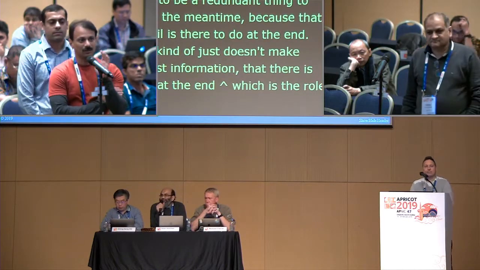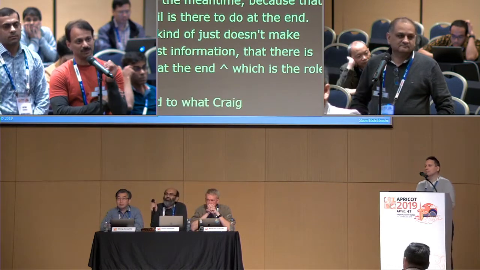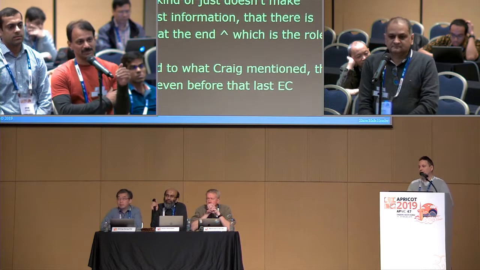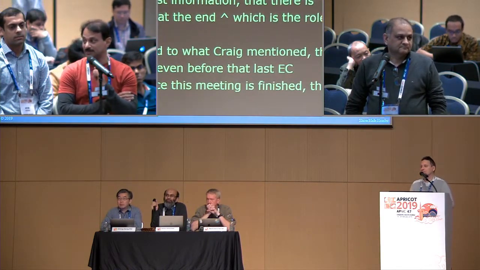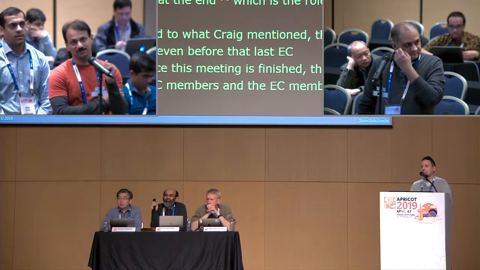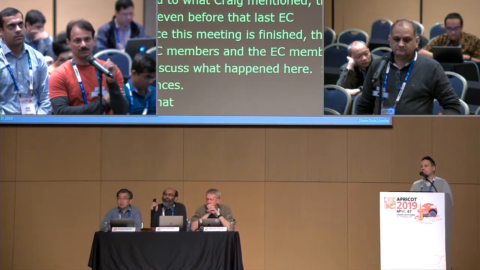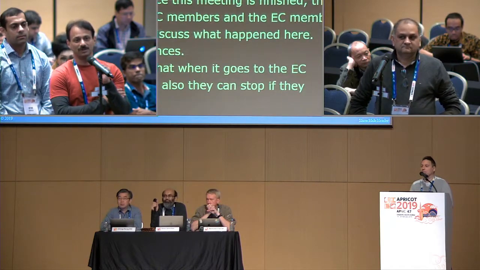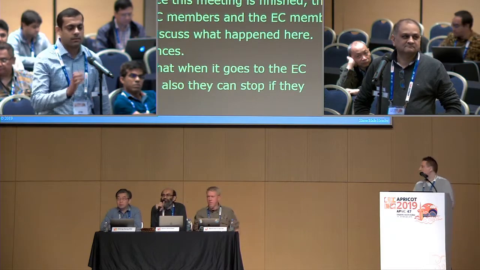Thank you, Craig. Just to add to what Craig mentioned, there are checks and balances even before that last EC endorsement. Once this meeting is finished, the SIG chairs, the NC members and the EC members meet together and discuss what happened here. So that's one check and balance. And then when it goes to the EC endorsement, they can also stop it if they believe there were some discrepancies in the decision. Thank you, after you've been standing here for a long time.